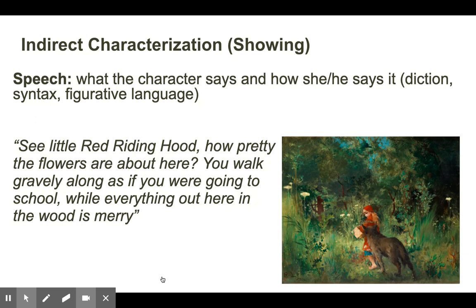And so here you have the wolf talking to Little Red Riding Hood and saying, "See, Little Red Riding Hood, how pretty the flowers are about here. You walk gravely along as if you were going to school, while everything out here in the wood is merry." And so we're seeing some of the wolf's rhetorical techniques and what the wolf can do to convince Little Red Riding Hood. We're seeing more of the slyness of this wolf.